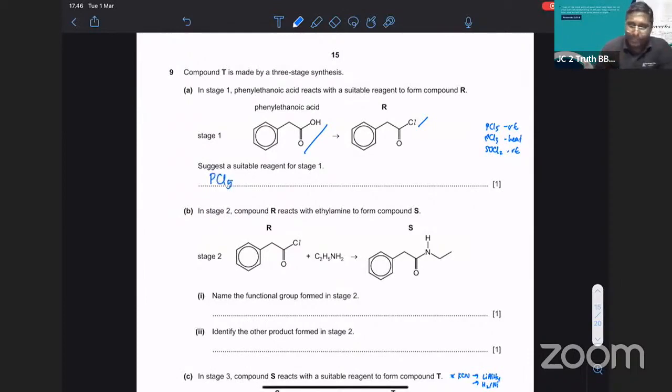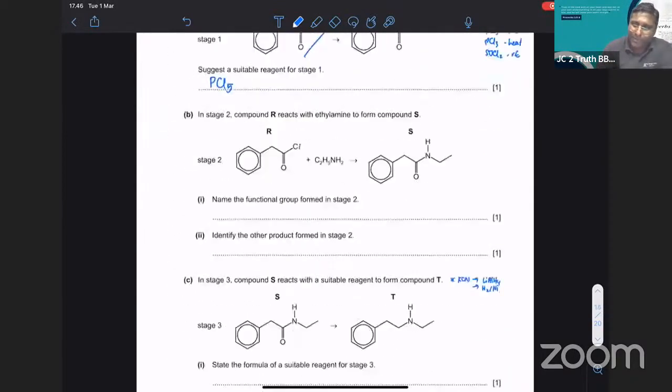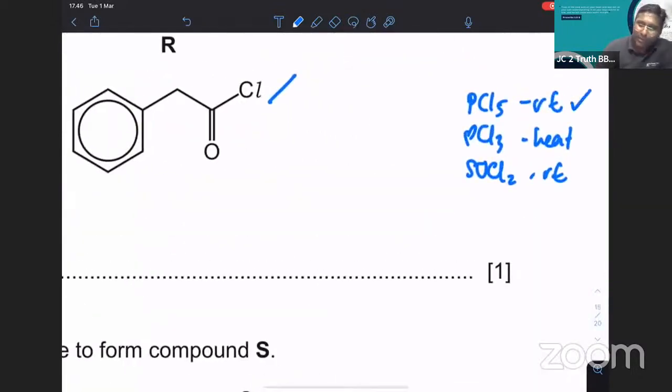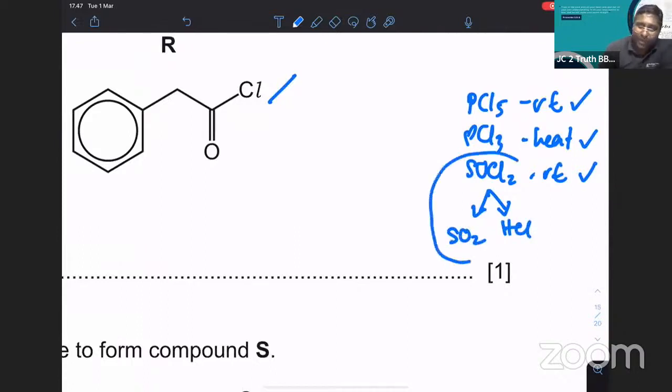The condition they didn't ask, but do remember, if you are using PCl5, then you need to use room temperature. If you are using PCl3, then you use heat. If you use SOCl2, then it's room temperature. But two types of gas will be released, HCl and SO2. Normally we don't like to use this because both of these gases are poisonous. But the good thing is both of them are gas, so you do not need to purify the product. It's already there. You don't need to separate and so on. So it's good.